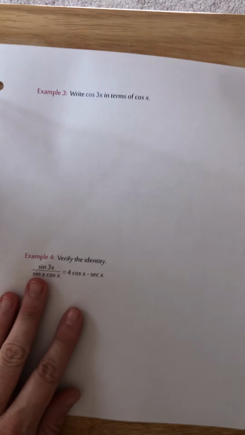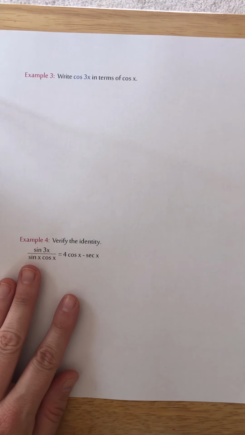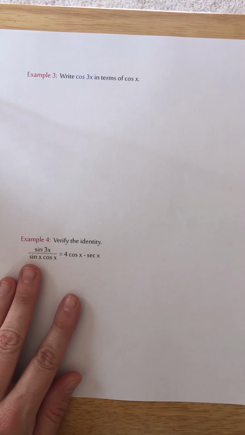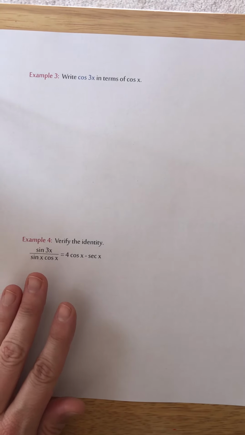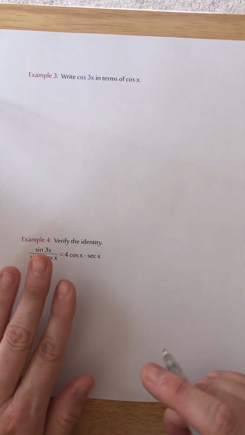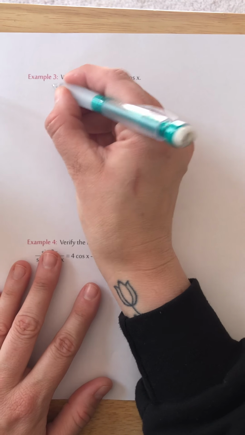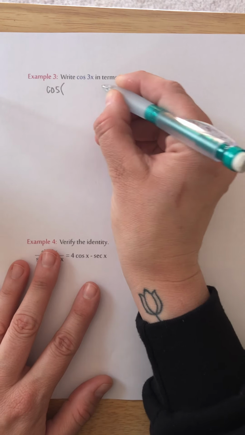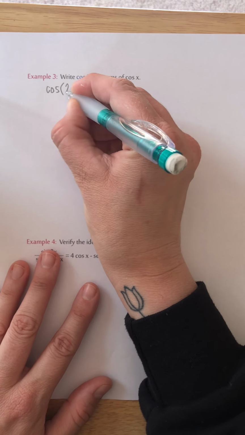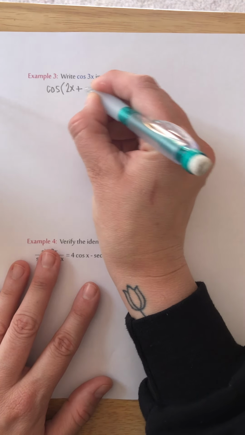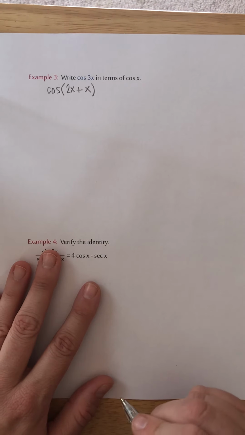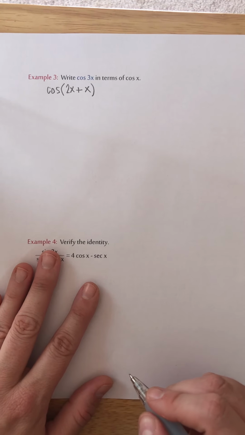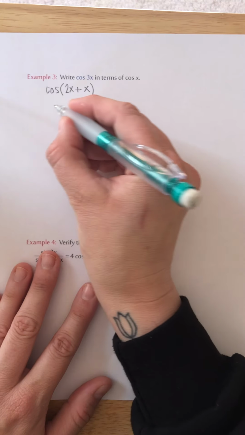Okay, next example says to write cosine of 3x in terms of cosine. In other words, we only want cosines in our answer. So let's first of all talk about 3x. How can you get a 3x? Pretty easy. You add 2 x's to another x. So we're going to be using what we used the last couple of days. We're going to use the addition formula for cosine.